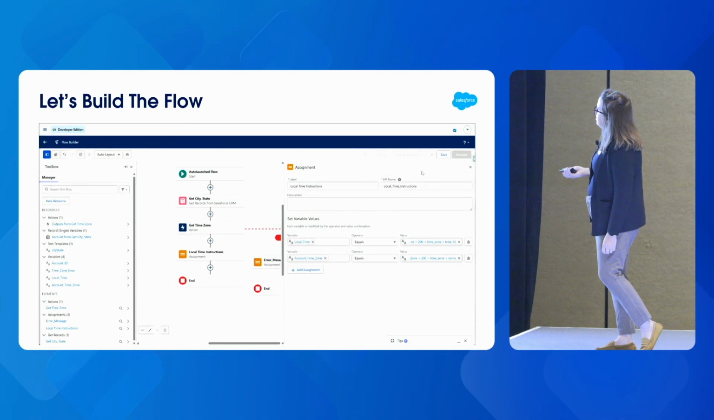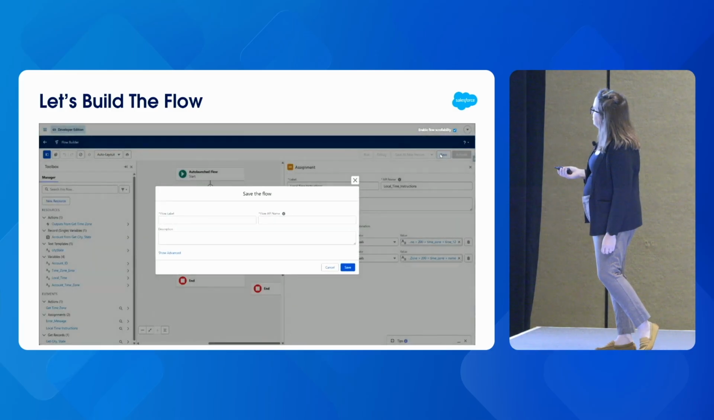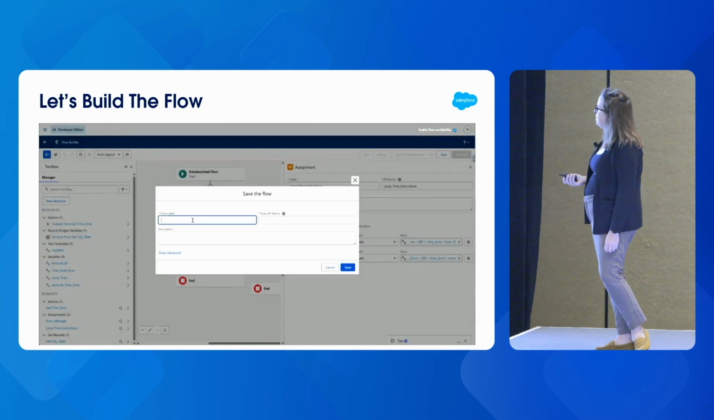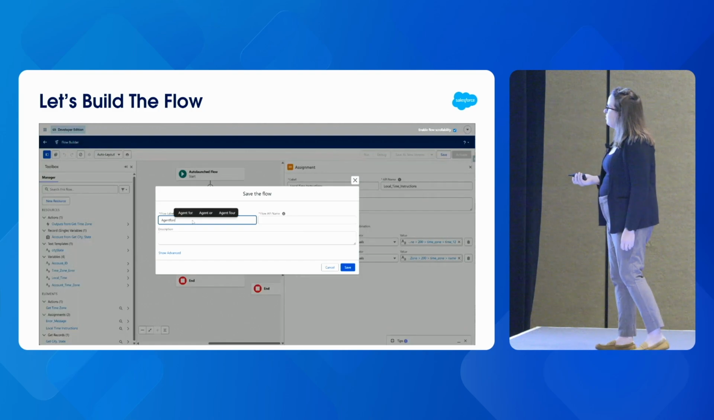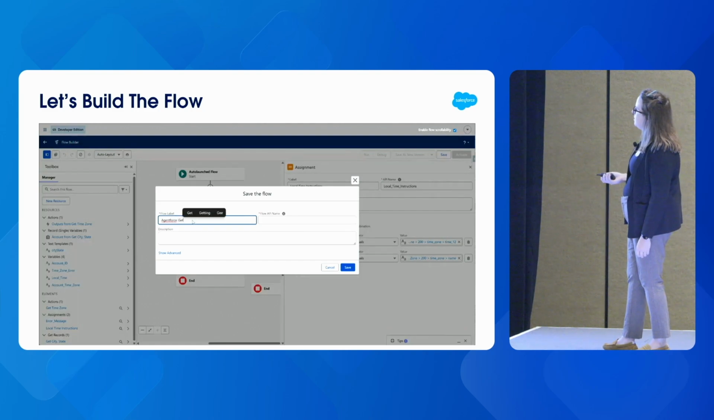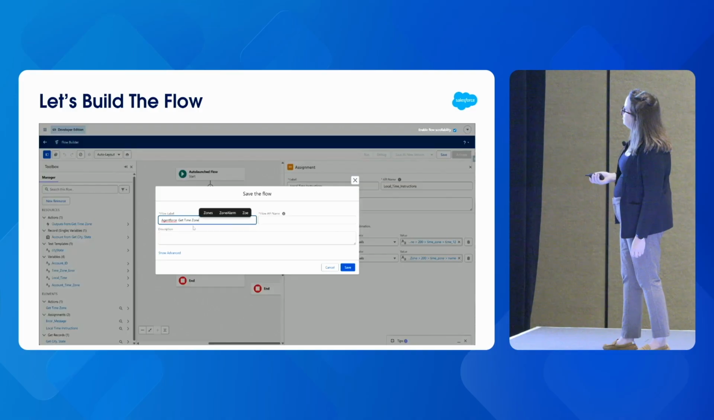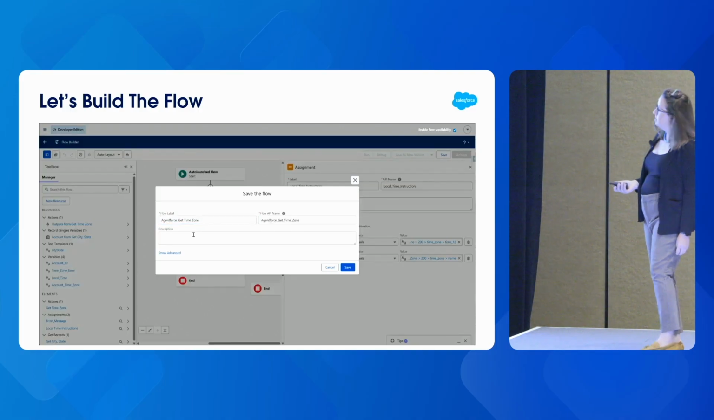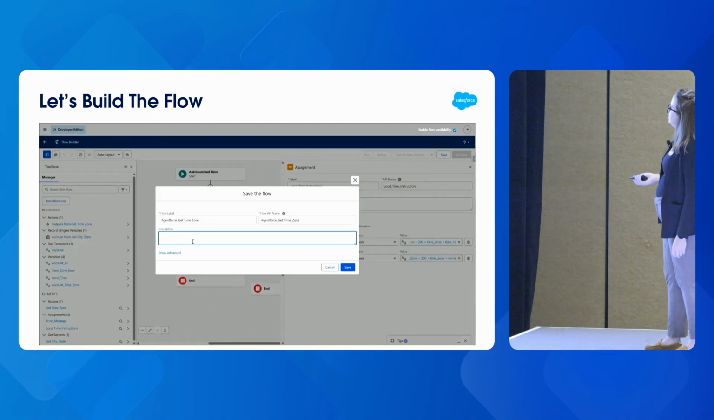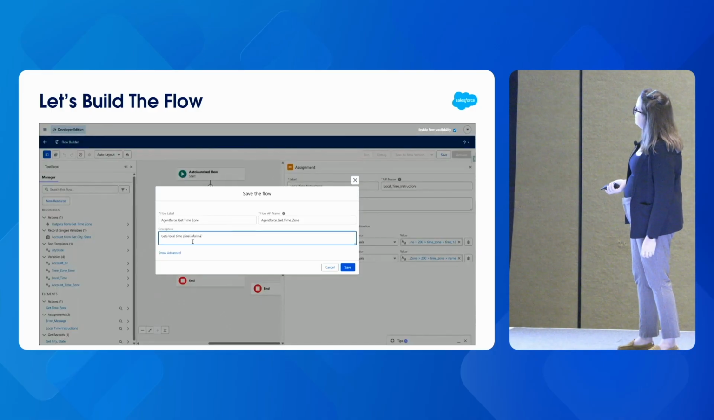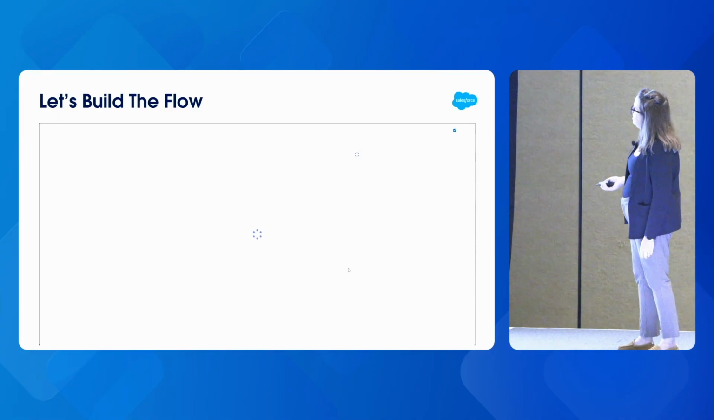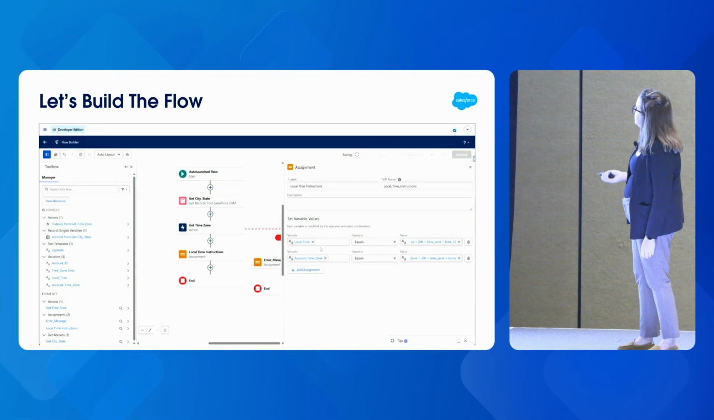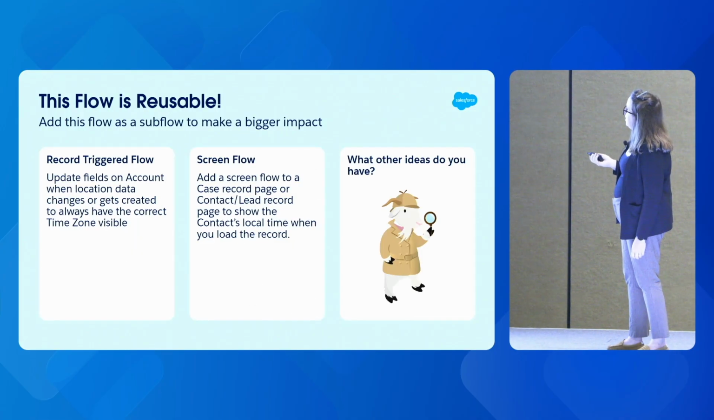All right, and this is all we need to do for this flow. I'm going to save it, just give it a name. I'm going to call it Agentforce Get Time Zone so that I can easily find it. Perfect. All right. We will get it activated.